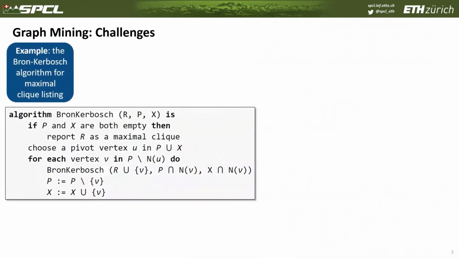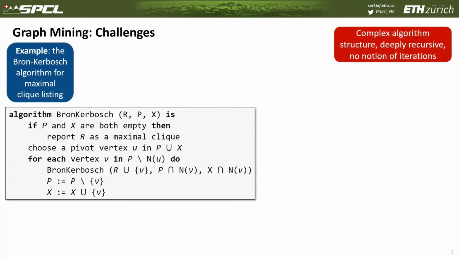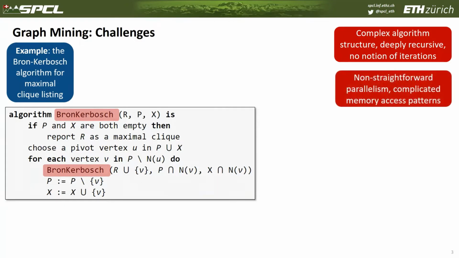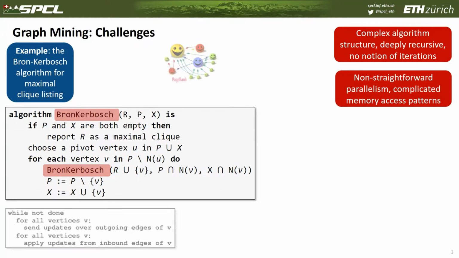As an example, let's consider the established Bron-Kerbosch algorithm, a solution for maximal clique listing. We're not going to take a look at the details of this algorithm, but what is really important to realize is that this is a complex algorithm. As we can see, it has a deeply recursive structure. It doesn't have the notion of iterations that we know, for example, from simpler schemes such as PageRank. Thus, it has non-straightforward parallelism, complex memory access patterns, and many other issues.